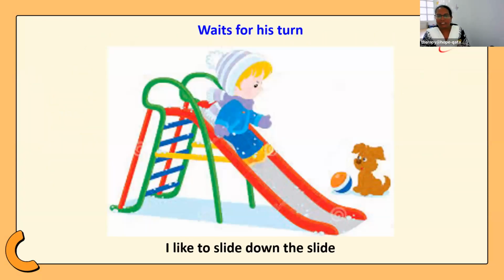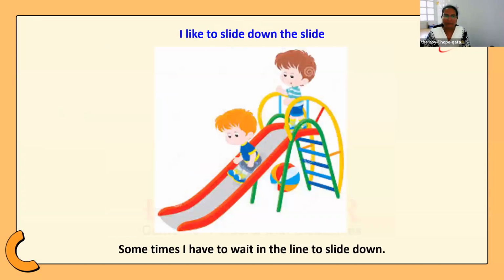So now, waiting for the turn. This is another short story for waiting for the turn. He waits for his turn. I like to slide down the slide. Sometimes I have to wait in the line to slide down. So it is not always that when you go to a park, you're alone over there. There are people around, children playing and all. So the child slides, and the child has to wait for it.